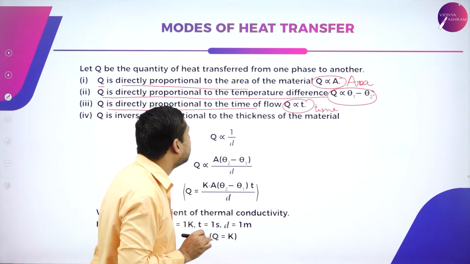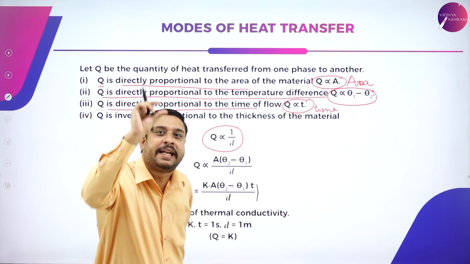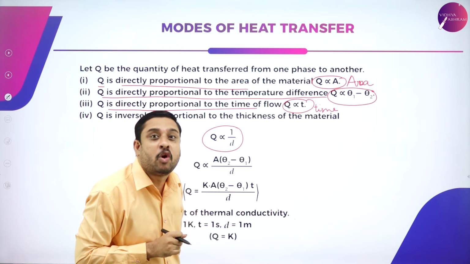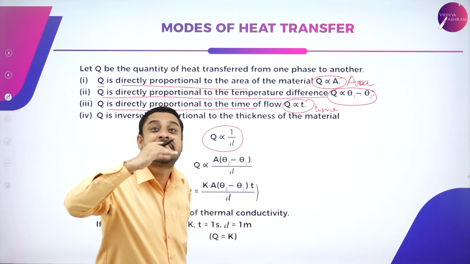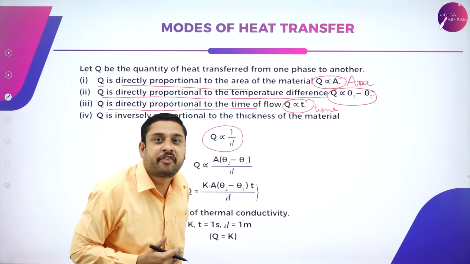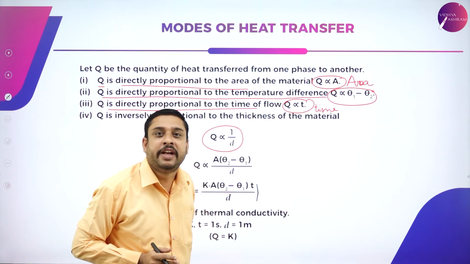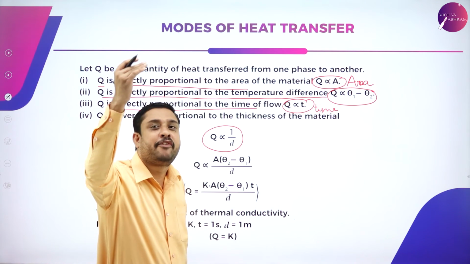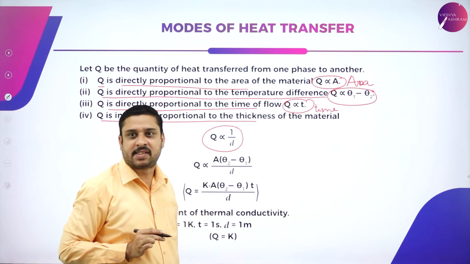Now comes the important thickness D. If the thickness of the material is more, opposition to the flow of heat is more. So as thickness increases, it will resist or oppose the flow of heat. That is, as thickness increases, amount of heat flowing reduces. As thickness reduces, amount of heat flowing increases. Therefore, Q is inversely proportional to thickness.